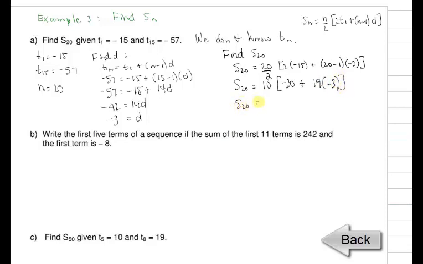And I'm just going to simplify what's inside the bracket. Negative 30 plus 19 times negative 3 is negative 87. And so S subscript 20 is equal to negative 870. Okay. And I won't write a sentence for that because I'm out of room.